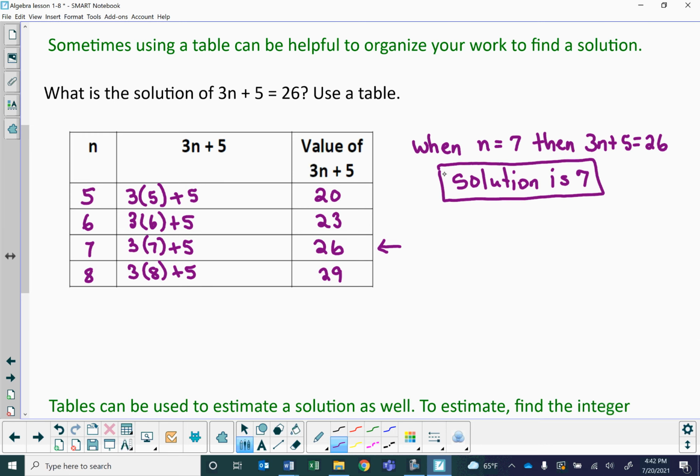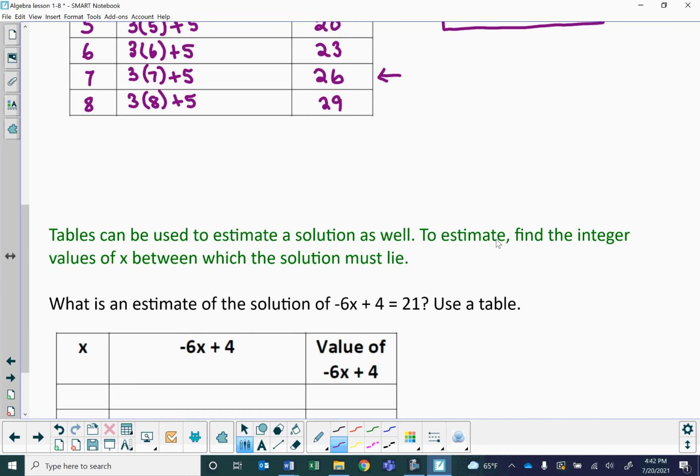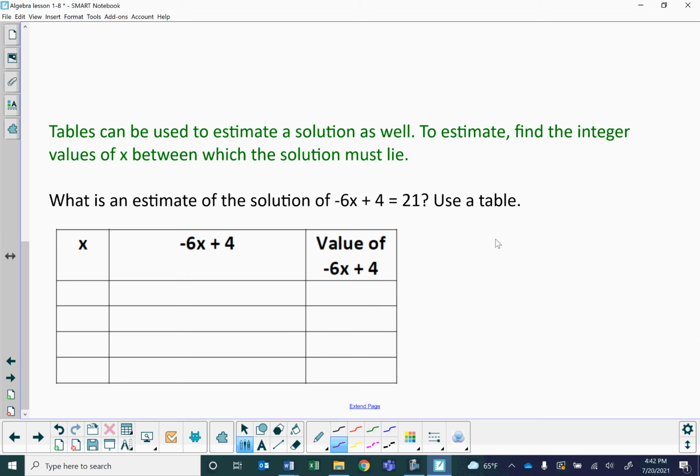And that's a table. And some of you might be saying, why in the world would I have to do that much work? It's actually good practice to look at tables because then you can start seeing the patterns of tables. And when we get into functions and we have to actually find rules for tables, it'll be much easier. Like the number one below here, it says tables can be used to estimate a solution as well. Okay, what happens if you can't get your solution? To estimate, you find the integer values of x between which your solution must lie.